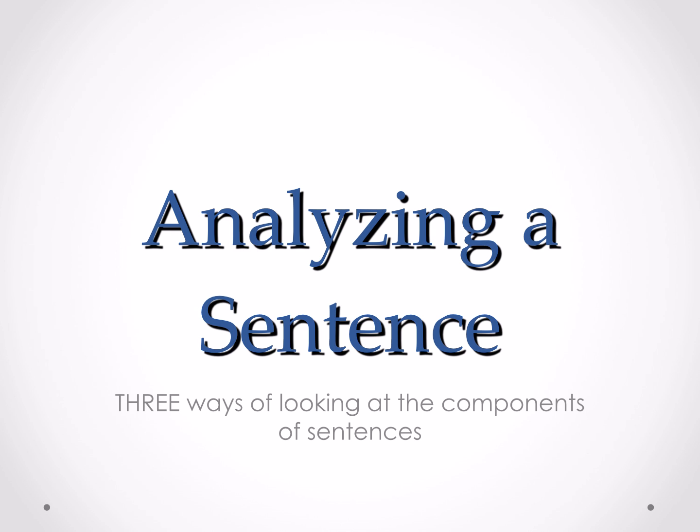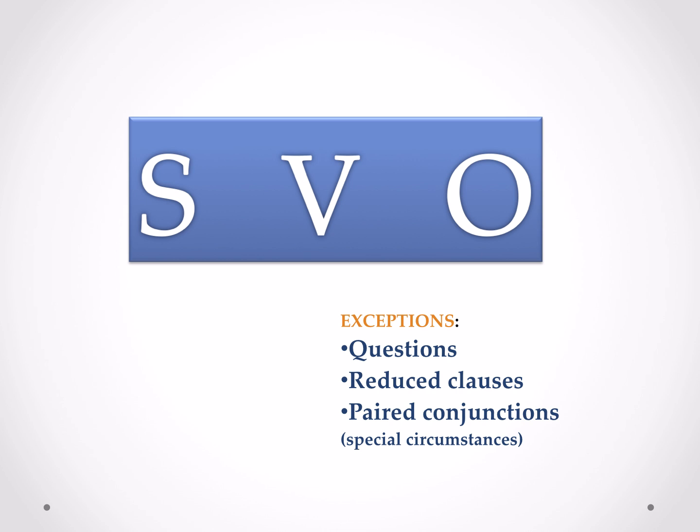We're going to look at analyzing a sentence, 3 ways of looking at the components of sentences. Analyzing sentences in English seems very difficult, but you can make it easier if you remember that English is an SVO language, subject, verb, object, and that those generally come in that order. There are a few exceptions, of course, notably in questions, but also in a few other situations. Let's analyze a sentence.